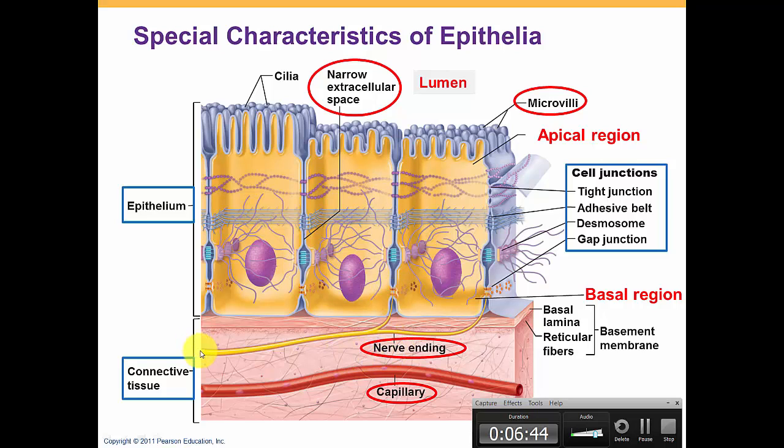And as you can see also, the blood vessel is traveling in the connective tissue, but it does not travel through the epithelium. The epithelium gets its nutrients by simple diffusion, which we'll talk about in Lab 4. And the innervation, as you can see, the nerves actually travel through the epithelium, so the epithelium is sensitive.